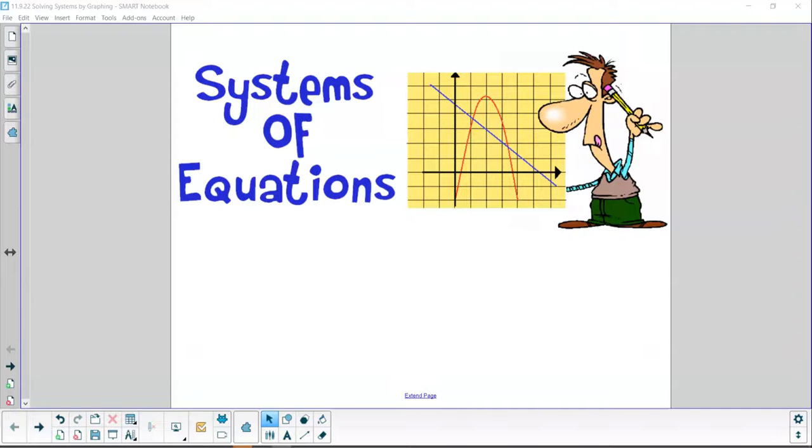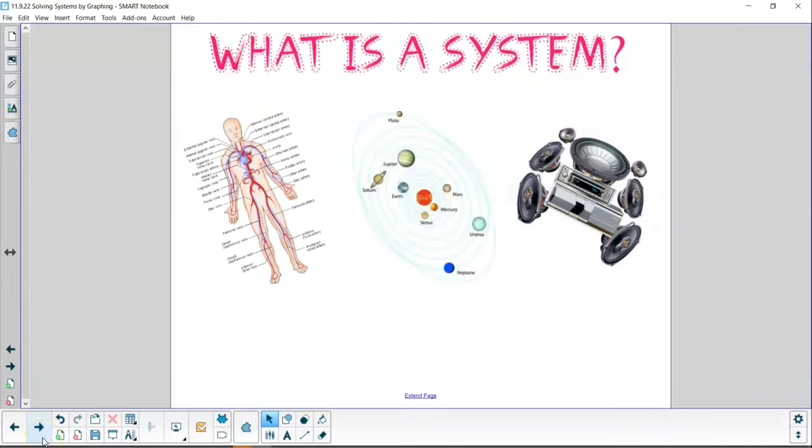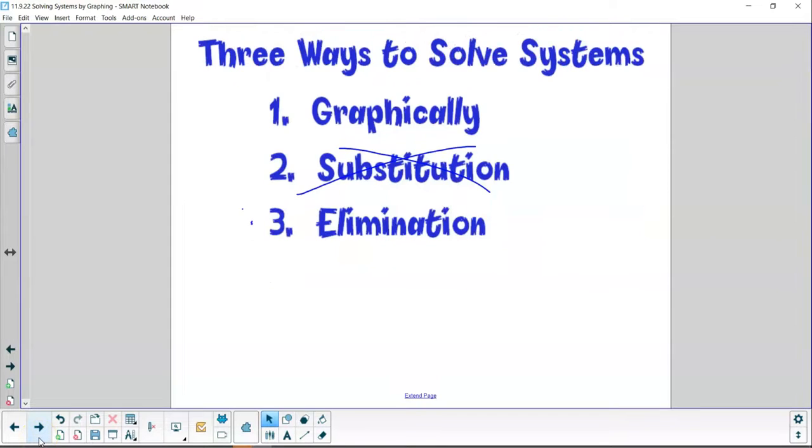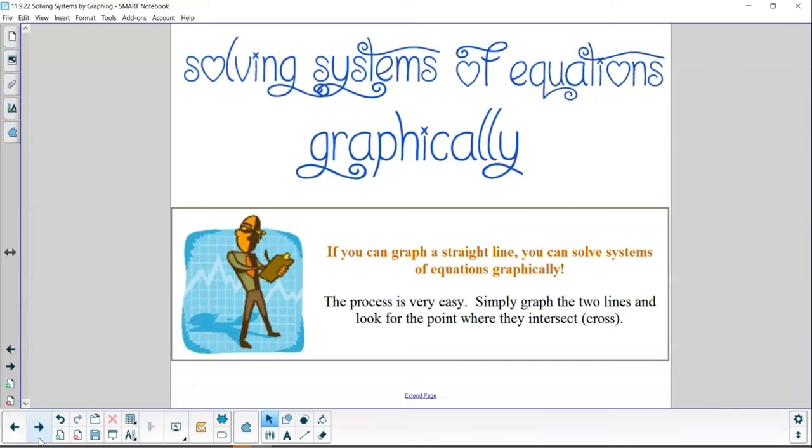Okay, guys, today we're looking at systems of equations and we're learning how to solve them graphically. So what is a system? Well, a system are things that work together. There are three ways to solve systems. We're going to focus on 1 and 3. We're going to focus on solving systems graphically and through elimination, which we've already talked about.